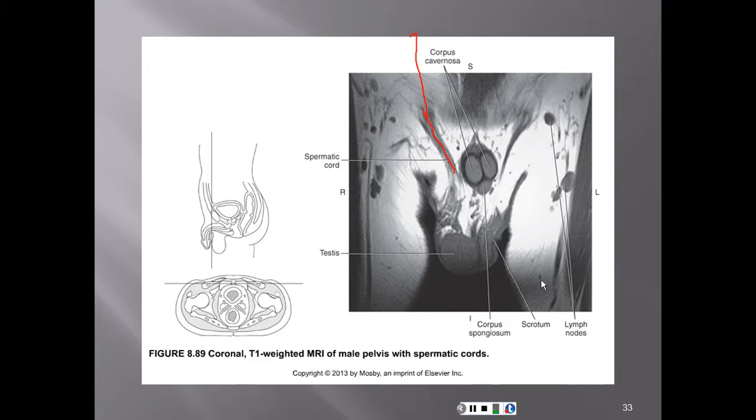So this is the corpus cavernosum. If you were looking at the penis in face, this is what it would be. You have the corpus cavernosum, and at the bottom you have the corpus spongiosum. The corpus cavernosa consists of a network of collagen fibers and spaces that become enlarged when filled with blood, contributing to an erection.